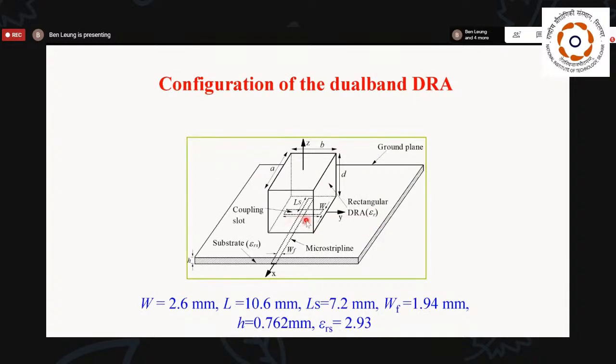We use a slot coupled DRA for this dual band design. These are the dimensions of the feeding structure and the substrate. Now, it should be mentioned that our engineering formulas can provide the dimensions of the rectangular DRA only. However, they cannot provide any return loss or antenna gain information. Therefore, we will use HFSS to simulate the reflection coefficient, antenna gain, and radiation pattern.